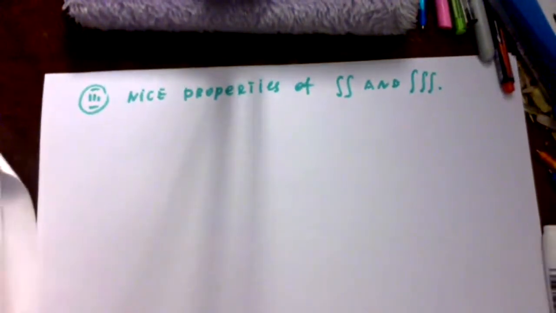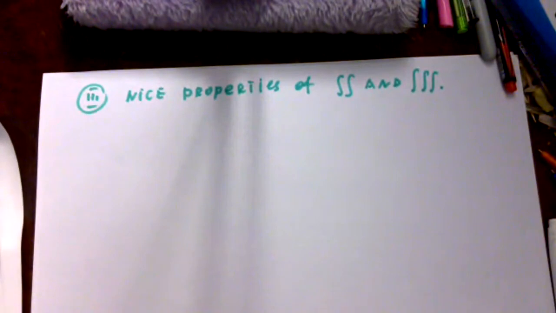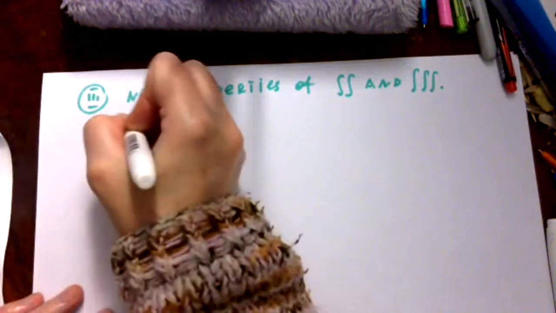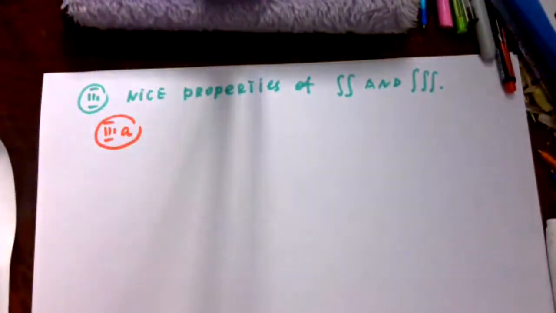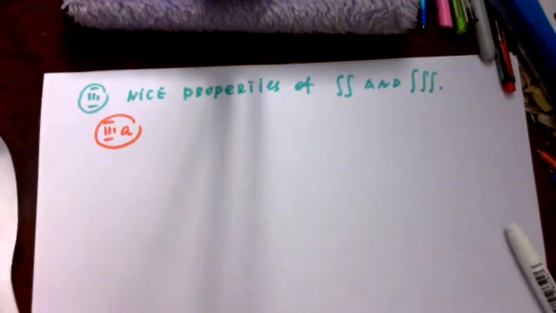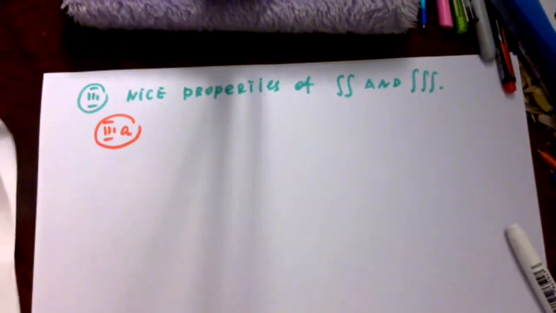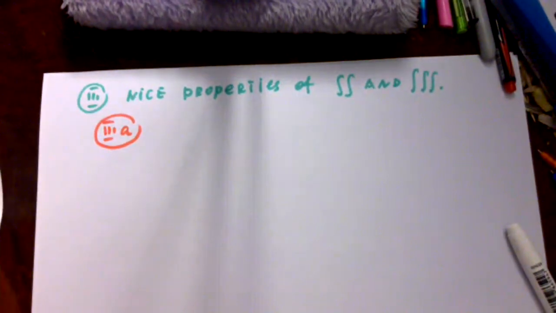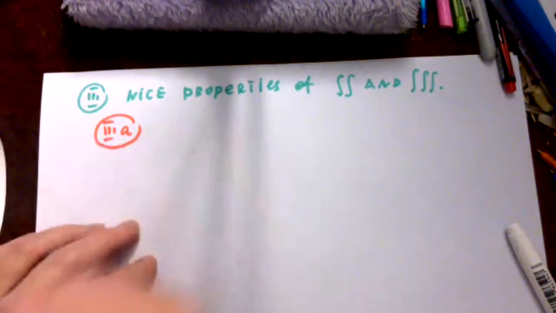So let's start with double integrals, because these properties are very similar, and it's better to start our discussion with double integrals. Let's call it topic 3a. What is this nice property about? Of course, both double and triple integrals have quite a big number of properties. But I'm talking about only one of them now, the nicest one.